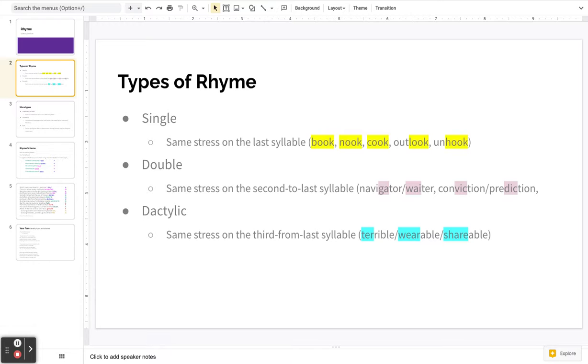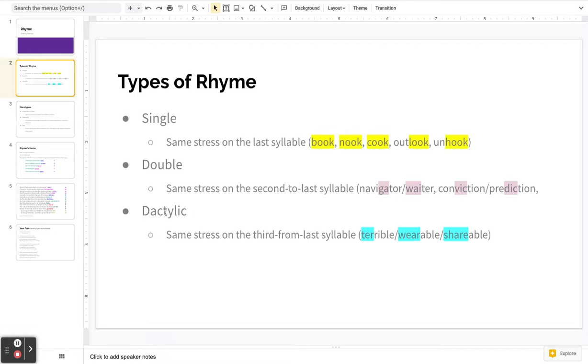So navigator, waiter, conviction, prediction. So this is a four-syllable word, but the stress is on the next to the last syllable. So navigator, waiter. Okay, so it's the next to the last syllable there. Conviction, prediction. That's where your stress is. That's where the important part of the word is, as opposed to conviction or prediction.